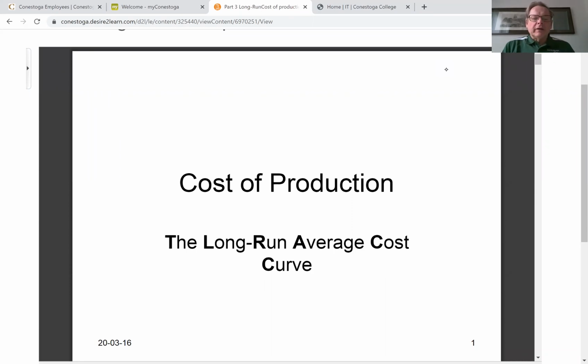We're going to be talking about the cost of production, but this time we're going to take a look at the long run average cost curve. But once again, I'd like to remind you to read your textbook. Both the long run and the short run are in chapter 9 in your textbook. Also, please remember to practice in your econ lab so that you develop some competencies in this area.